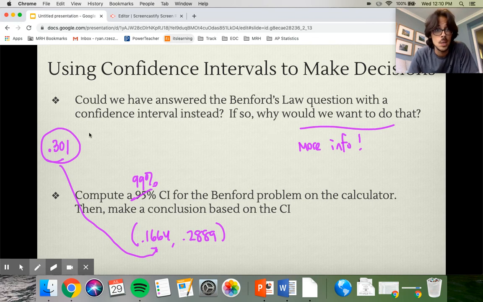Not only can we make the same conclusion, oh, there's convincing evidence it's not 0.301, but we also get the added benefit of an interval of what the answer actually could be. So confidence intervals can sometimes answer the same questions as significance tests if it's a two-sided test. And the benefit is that you get a bonus interval for what it could be on top of being able to make your decision.